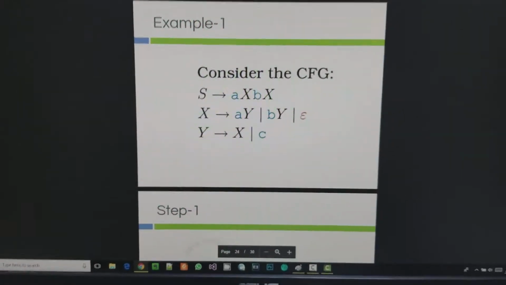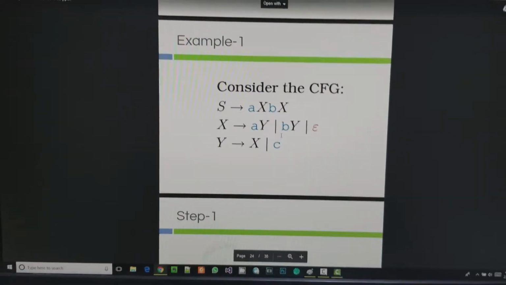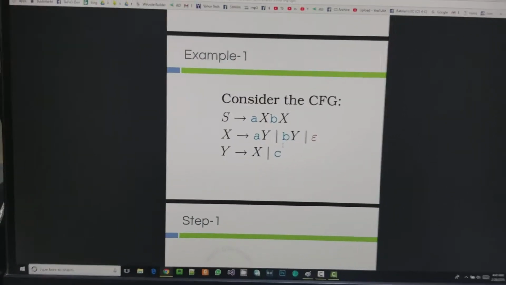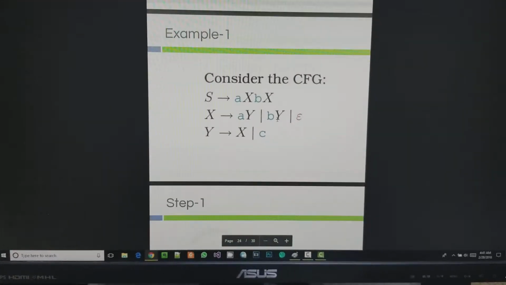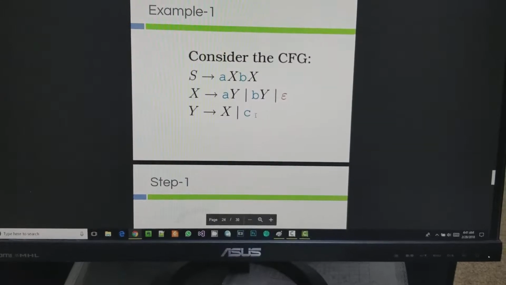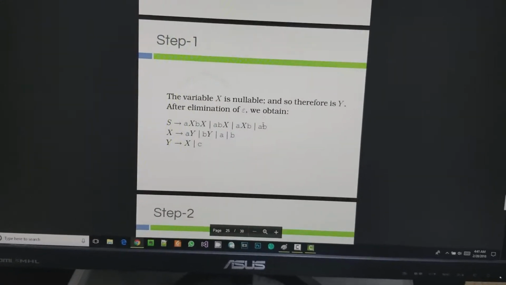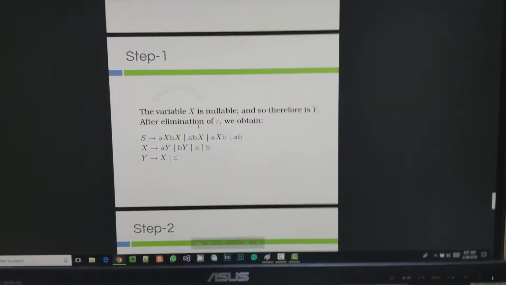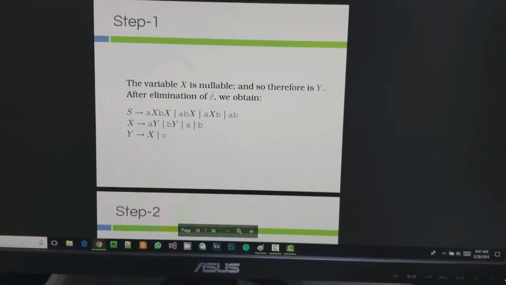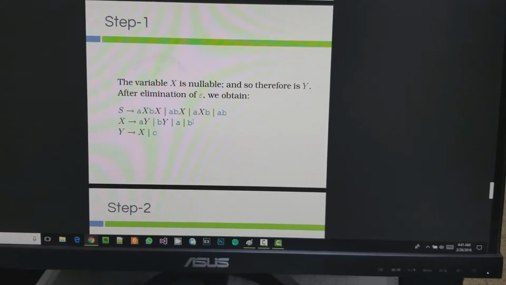Okay, so your small alphabets are your terminals, your leaves, which cannot be extended, and all your non-terminals are your capital alphabets from previous lectures. Okay, then where do we have this question over here? And then step 1 comes in. The variable X is nullable, and so therefore is Y. After elimination of the empty set, we obtain this thing.